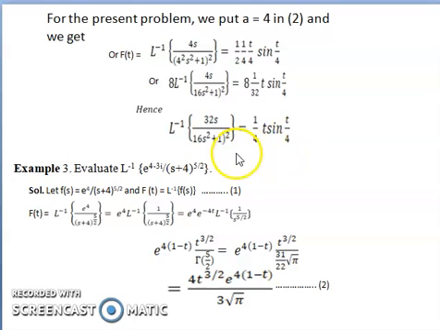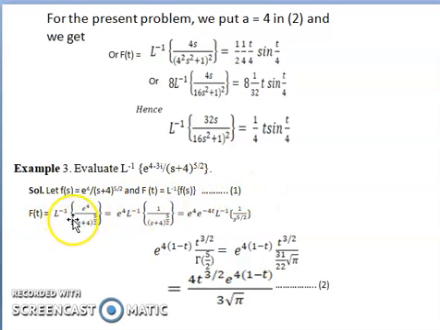Now take another example related to the above theorem. Evaluate L inverse of e to the power minus 3s times e to the power 4 divided by (s plus 4) whole to the power 5 by 2. So again, by the same process, first we take F(s) equal to e to the power 4 divided by (s plus 4) whole to the power 5 by 2, and f(t) equal to L inverse of F(s).